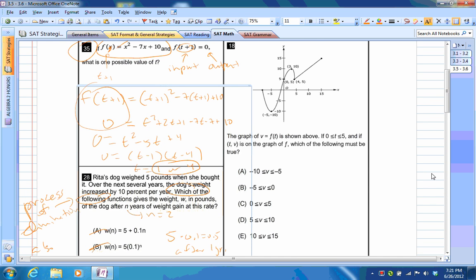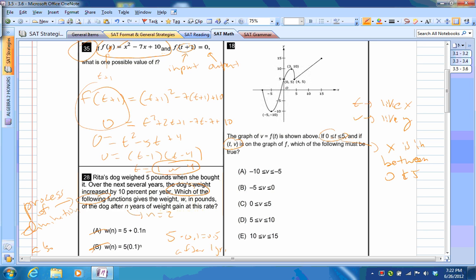And the last one, number 18. You're given a graph that says v equals f of t. Don't let that fool you, because they say that t comma v is a point on the graph. So t is like x, and v is like y. So if t is between 0 and 5, that means that x is in between 0 and 5.